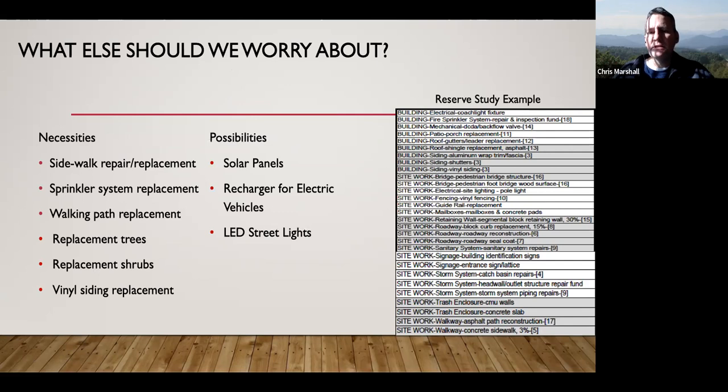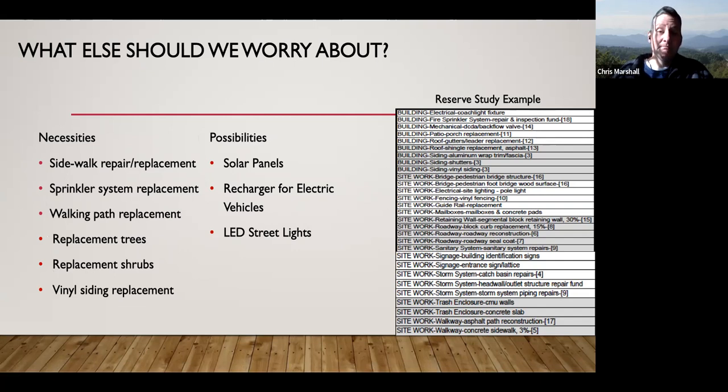So other than streets and the roofs, what else should we be thinking about? Here's an additional list that I pulled together from our most recent reserve study, which you can see I cut out and just put on the right-hand side. Some of those highlights are sidewalk replacement, repair, sprinkler system replacement, walking path replacement, replacement of trees and shrubs, vinyl siding replacement potentially. And then I added some possibilities because we really don't know what the legislation is going to look like in the future.